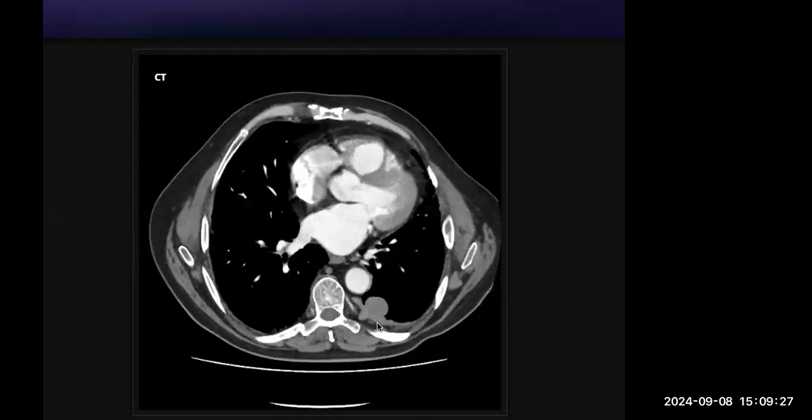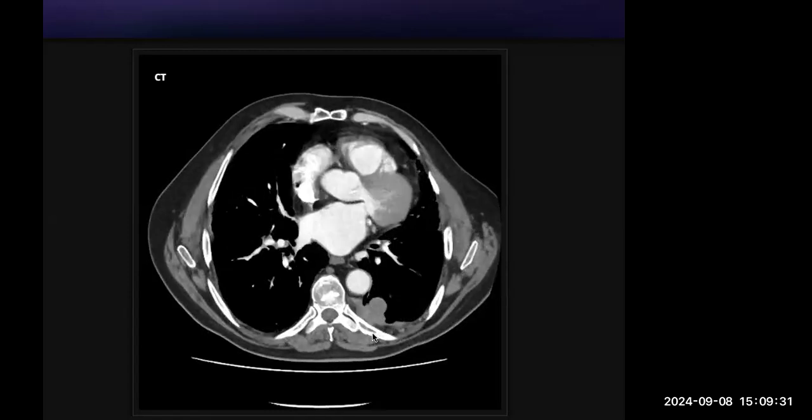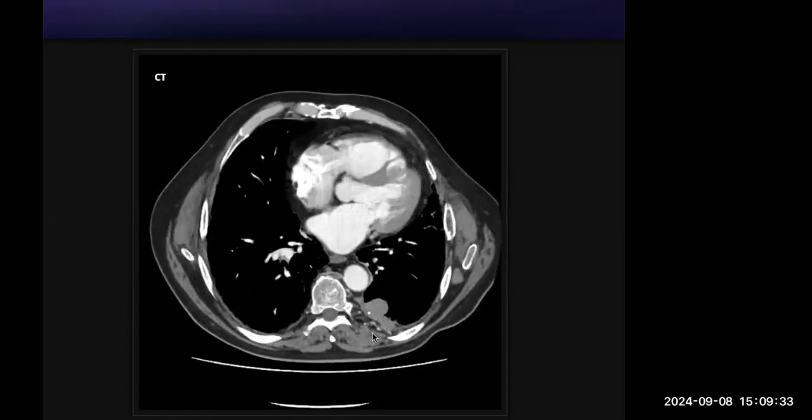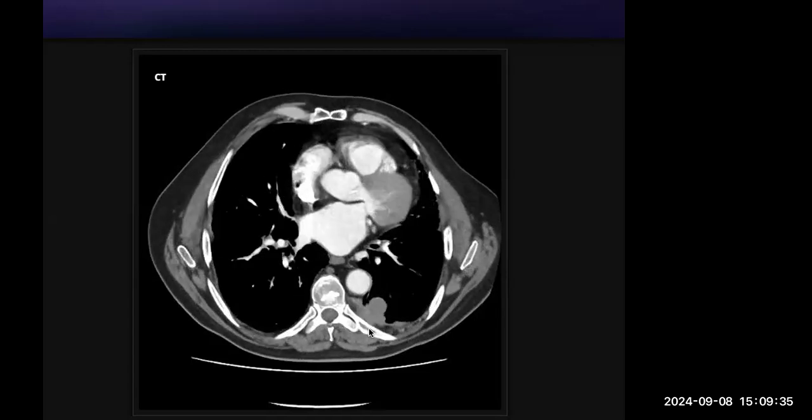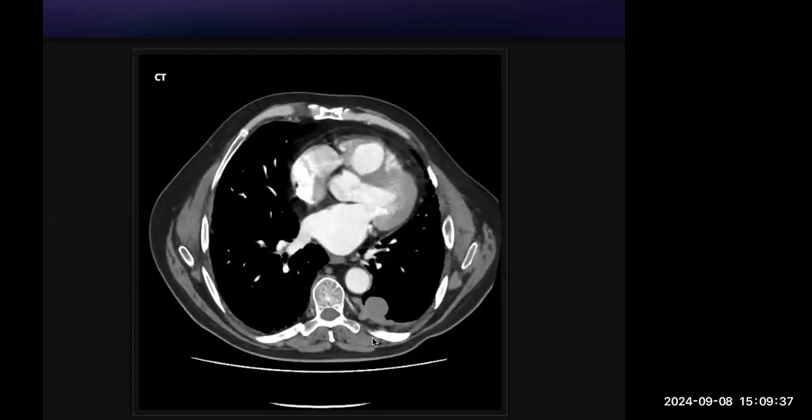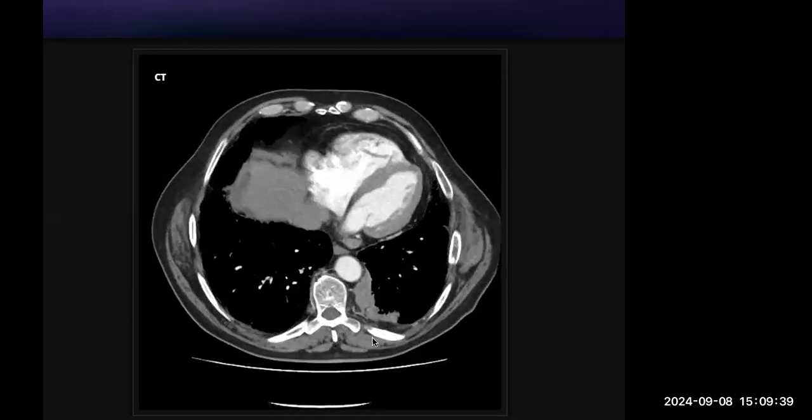Some of them show internal calcifications. So these nodules have a broad base towards the pleura, which makes me think of pleural-based nodules. Some of them are also extending into the extrapleural space as well. What are your differentials?